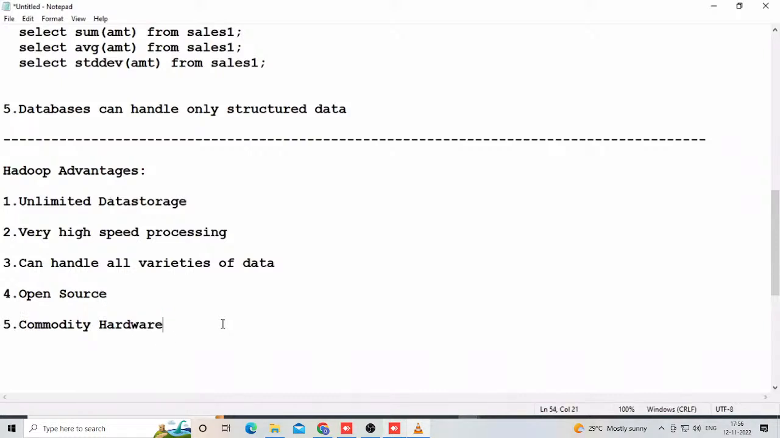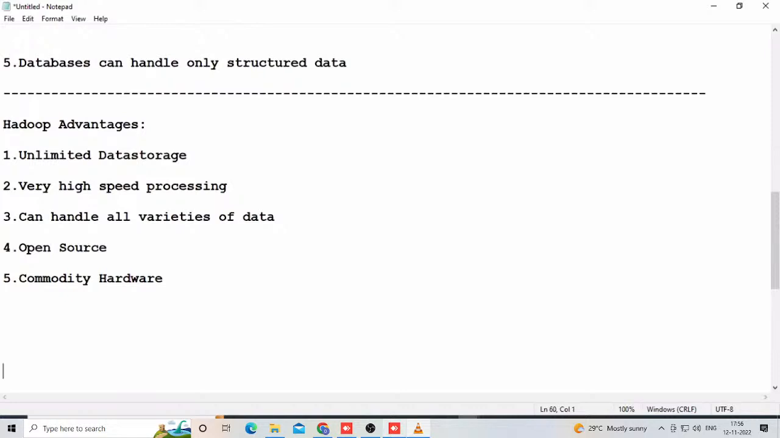So very high speed processing means there was a test. Yahoo conducted a test to check the speed of various databases by taking a table. It's very high speed processing because of parallel processing.